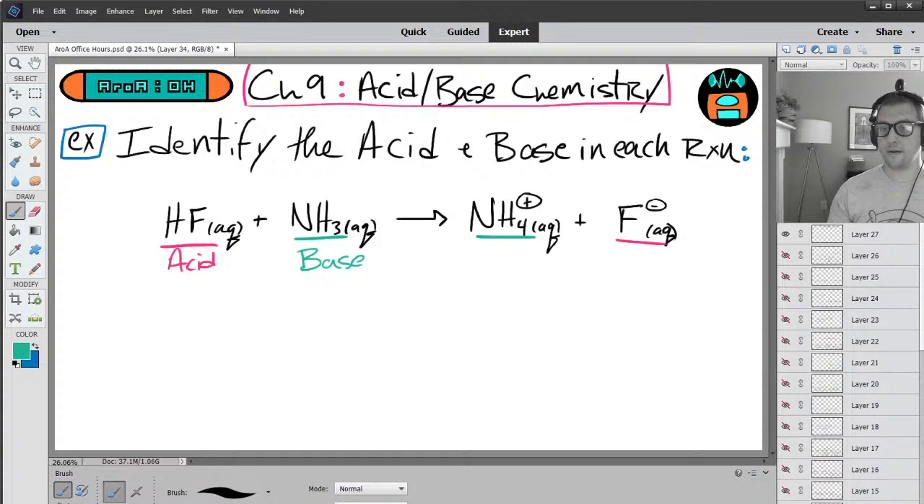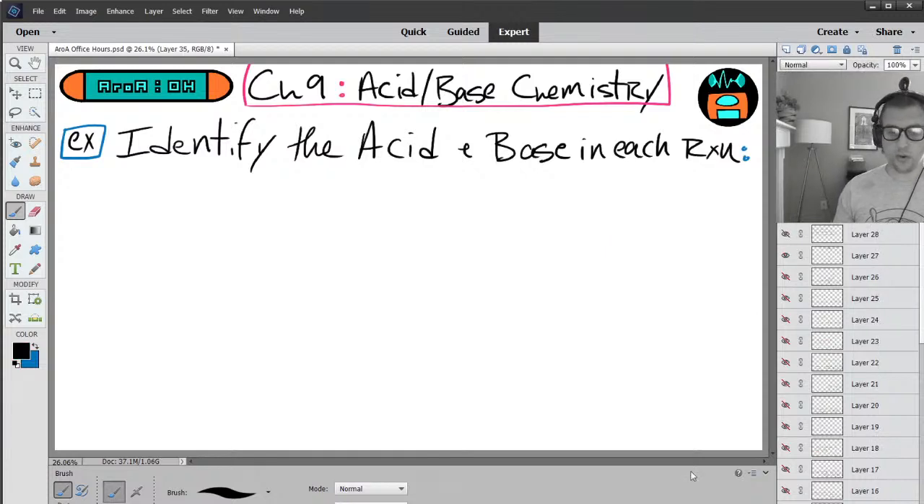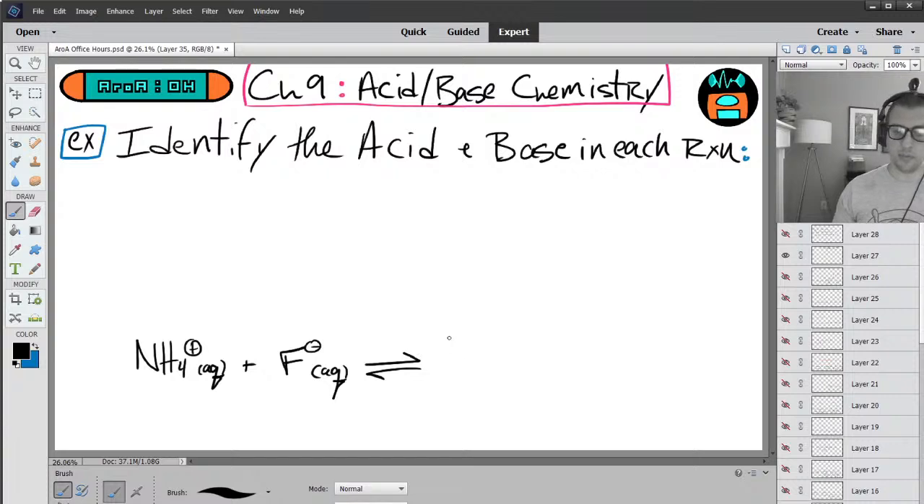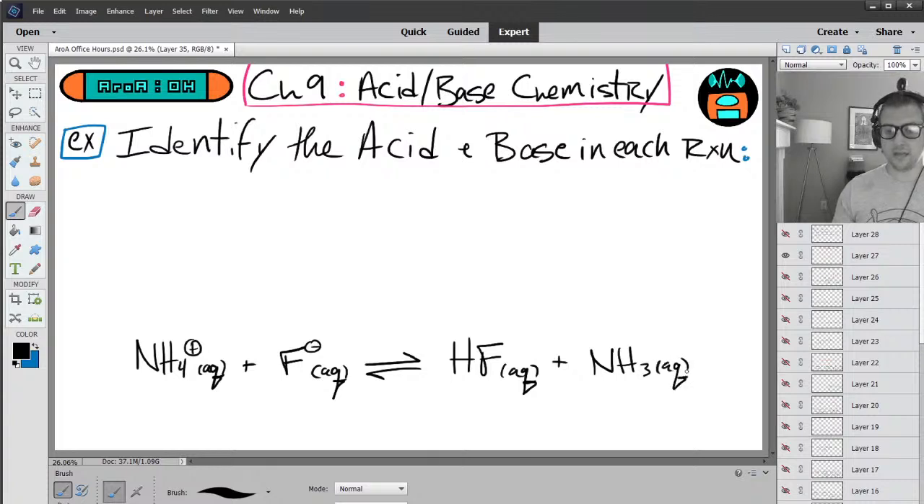All right? Let's do the same thing for this reaction, a reaction between aqueous ammonium and fluoride. That produces, for its products, hydrofluoric acid and ammonia. All right. Let's figure this out. Acid or base?